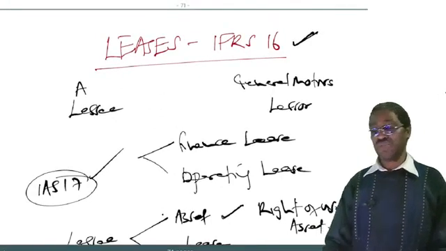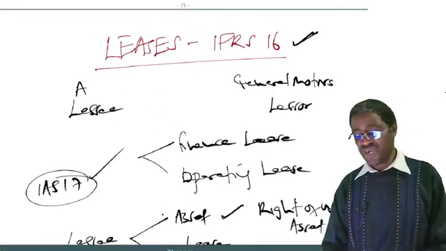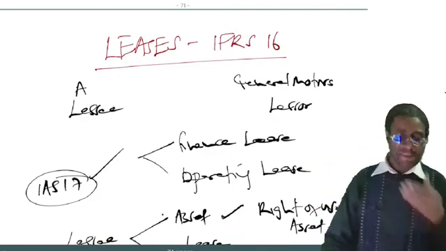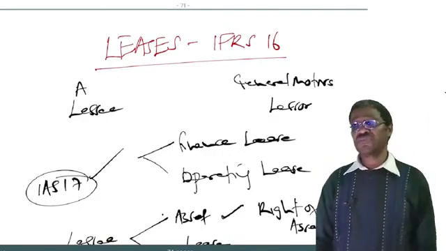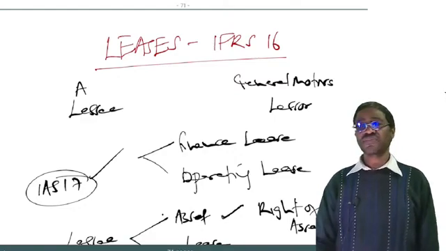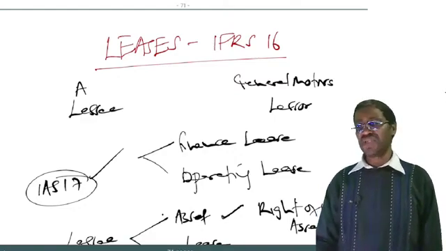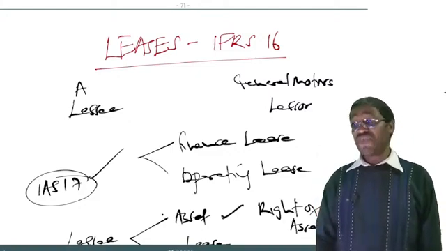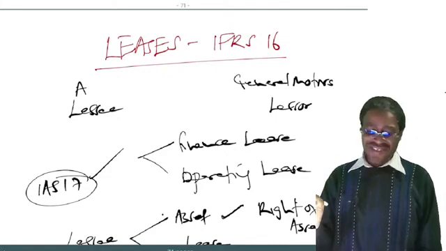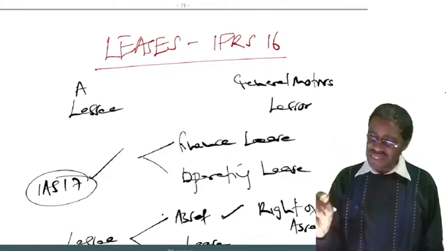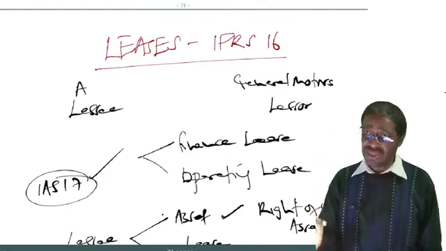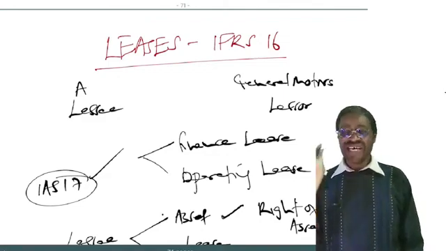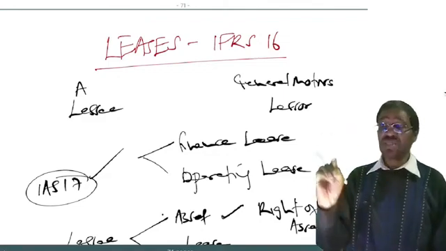Leases, IFRS number 16. Then you say this: this IFRS number 16 replaces the IAS number 17. That's the first statement.